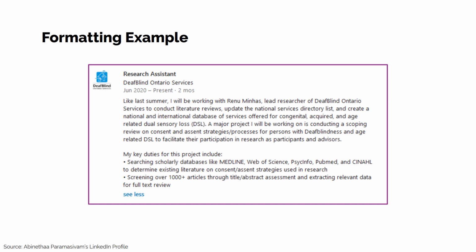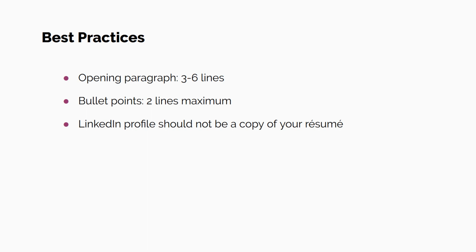This format helps the reader because it gives them the option of either having a high-level understanding of what you do without being bogged down with information, or learning in greater detail what you have accomplished. Keeping with best practices, it is suggested the opening paragraph be 3 to 6 lines, while the bullet points should not exceed 2 lines each.